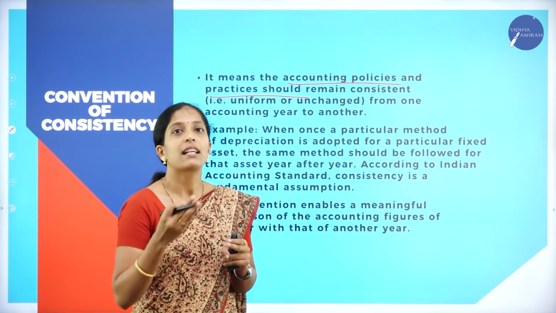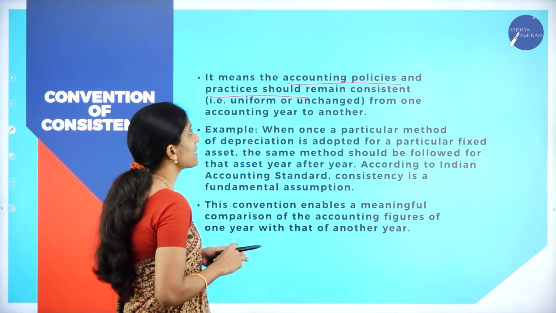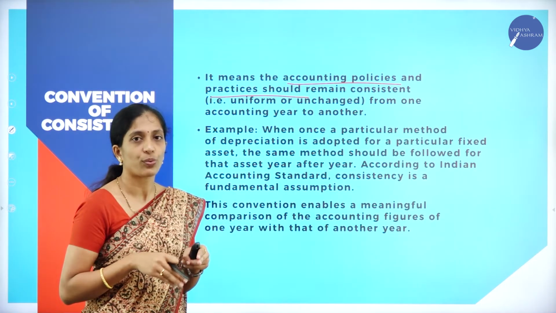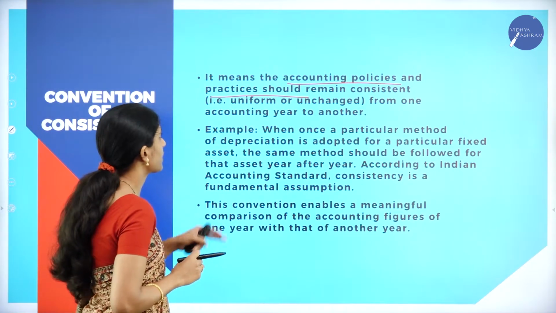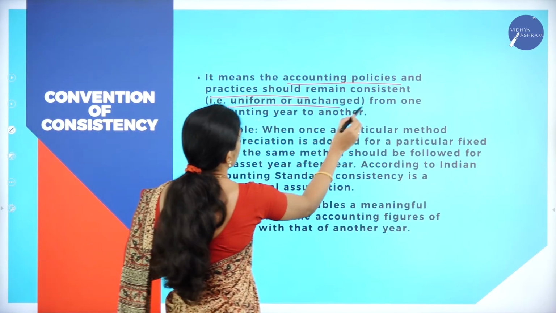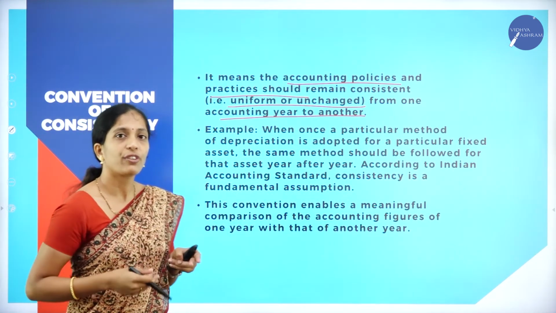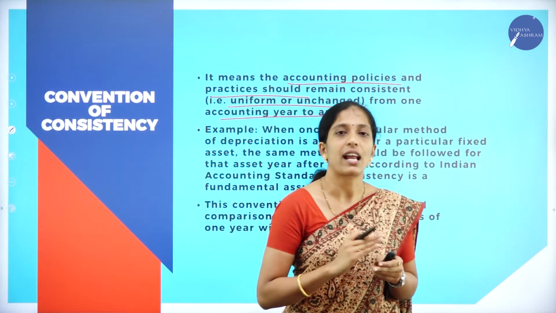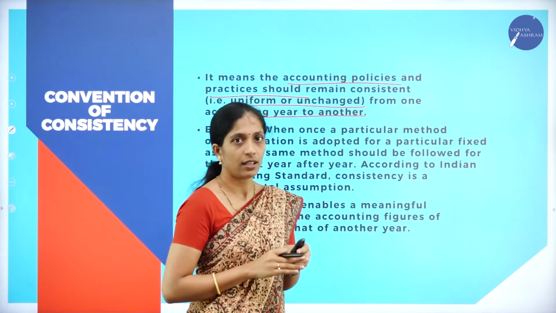We should not differ the methods of recording in the books of account. So it means that accounting policies and practices, whatever policy and practice we are following while recording in the books of account, should be consistent, that is uniform or unchanged from one accounting year to another. If we follow different methods year after year, then we cannot compare the accounting results because the method we have applied is totally different.